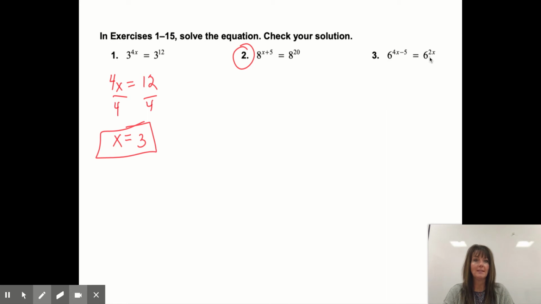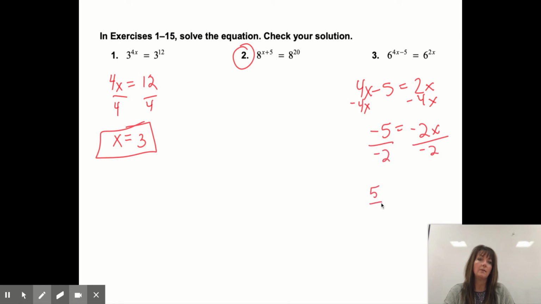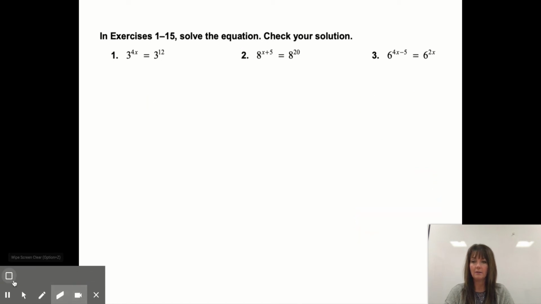So we have a base of 6, so we have 4x minus 5 is equal to 2x. Variables on both sides, let's go ahead and move this variable. So negative 5 is equal to negative 2x, divided by negative 2, divided by negative 2. So 5 over 2 is equal to x. Sometimes you can put it as a decimal. That's fine too. All right, moving right along.